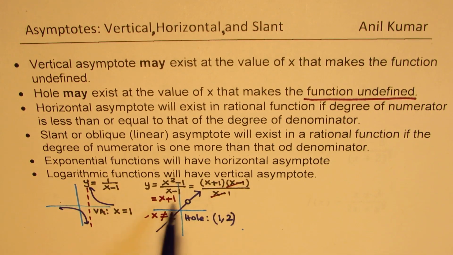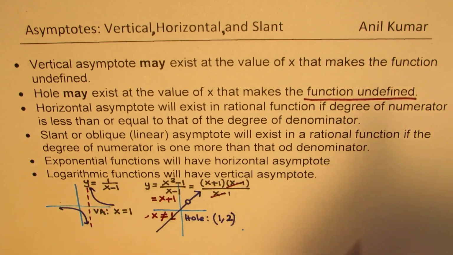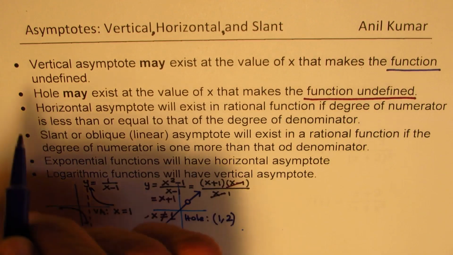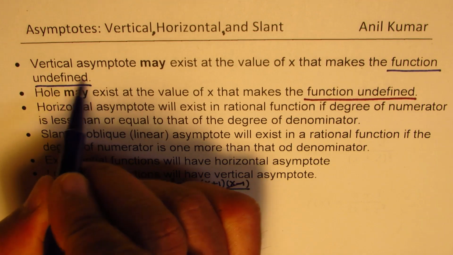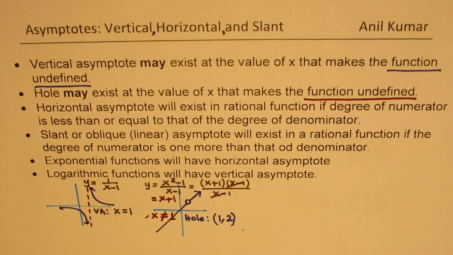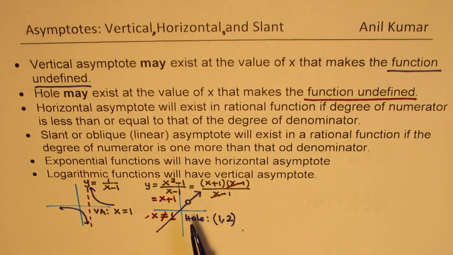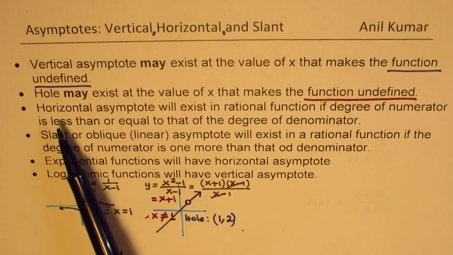So sometimes you have a hole, sometimes you have a vertical asymptote when the function is undefined. That is important to understand. And when do you have a hole? You have a hole when you have a common factor which cancels out. So that's key to understand. Is that clear? Okay. Now let's get to the horizontal asymptotes.